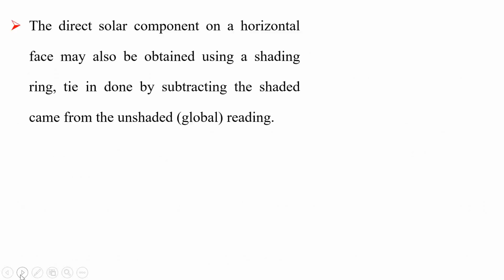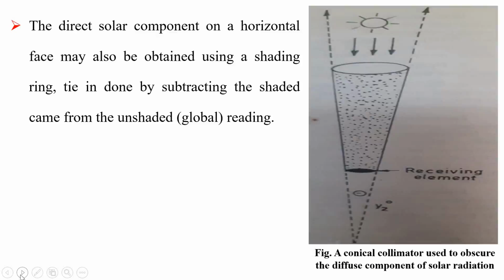The direct solar component on a horizontal surface may also be found by using a shading ring or cone, by subtracting the shaded reading from the unshaded or global reading. The figure shows the receiving element, the diffuse component of solar radiation, and the global reading in this method.